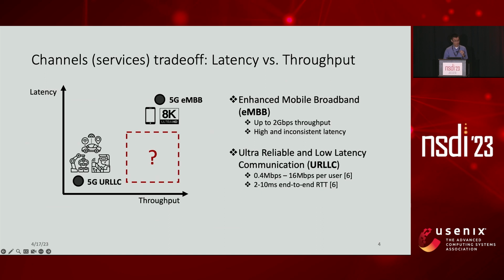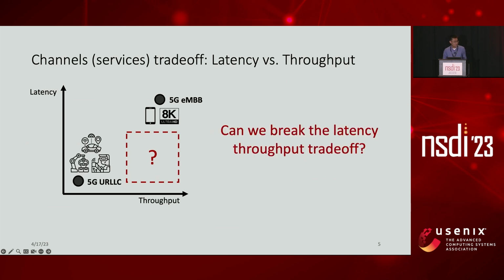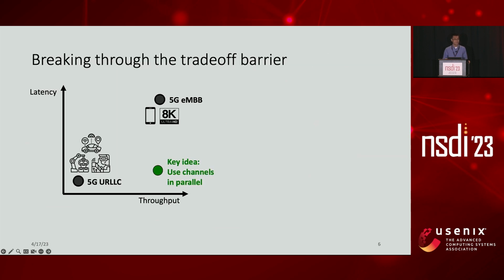How can we support those? To answer this, I first want to answer a very hard question: can we actually break the latency and throughput trade-off? We are trying to see it from a different perspective. Instead of trying to design a single physical layer that has both high bandwidth and low latency, we try to solve the challenge at a higher level by using both channels, eMBB and URLLC, in parallel so that we can get the best of their properties.